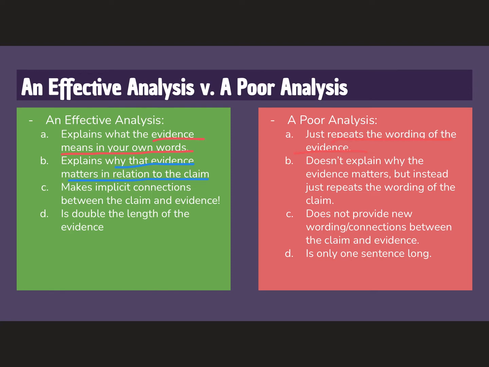And on the other side, a bad analysis doesn't explain why it matters, and again, just repeats the wording of the claim. So this would be something like, it matters because it could end world hunger. You got to prove your point here. Next, it makes an implicit connection between the evidence and the claim. And on the flip side, again, it doesn't provide any new wording, any connections between claim and evidence. It's just repeating the wording of the claim and evidence.